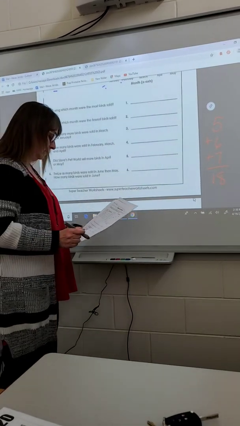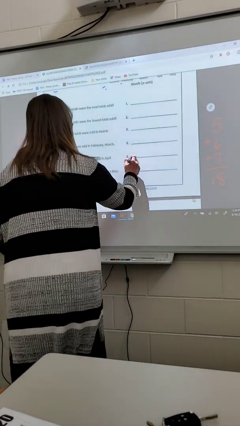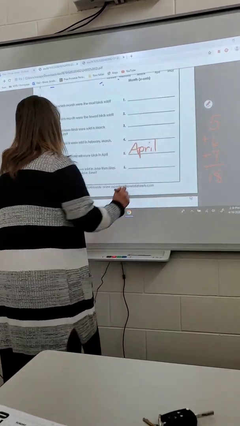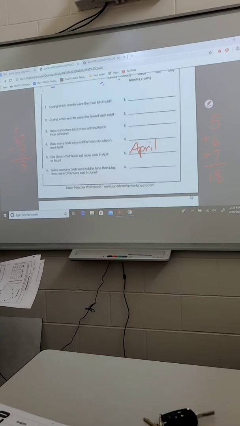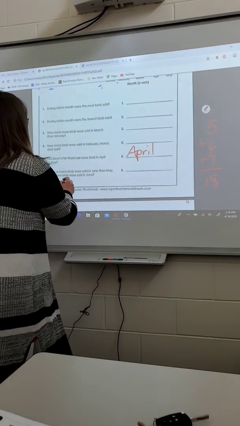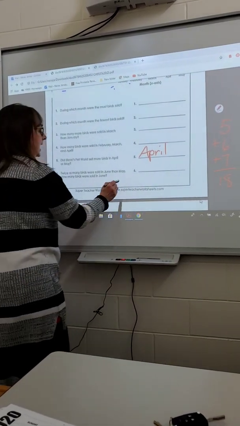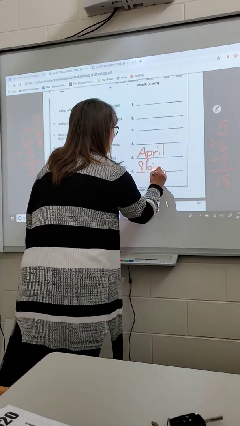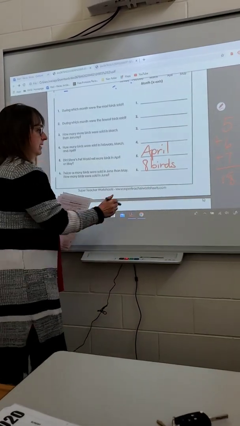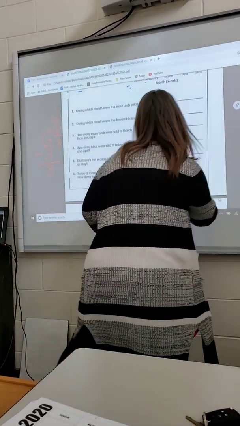Okay, did Steve's Pet World sell more birds in April or May? And we know that one is April. And twice as many birds were sold in June than May. How many birds were sold in June? Well, if twice as many, it would be 4 plus 4 equals 8. Because that would be twice as many as what were sold in May. Okay. Again, you can pause if you need to. We'll get this on to the next page.